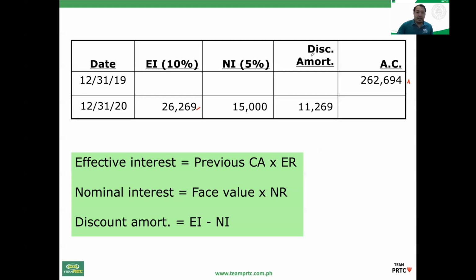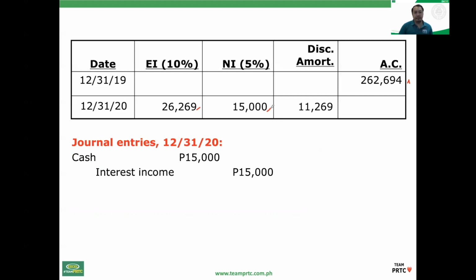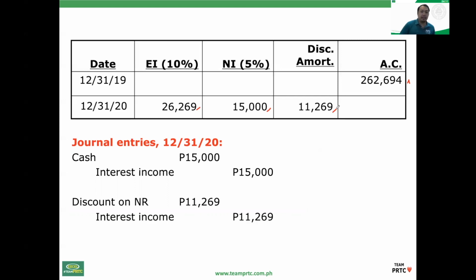Okay, let's make the entries. At December 31, 20, to record the collection of interest, debit cash, credit interest income. Again, it's not realistic, so amortization of discount: debit, discount on notes receivable; credit, interest income.